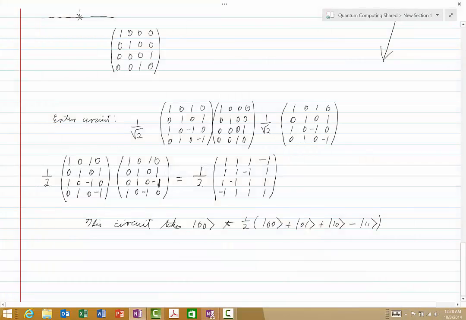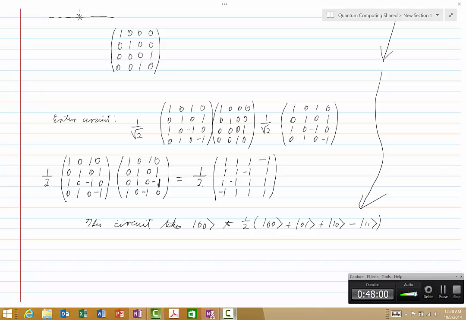And so that would be the way to figure out what a 2-qubit transformation does, how it acts. So now let's take a look at some problems.